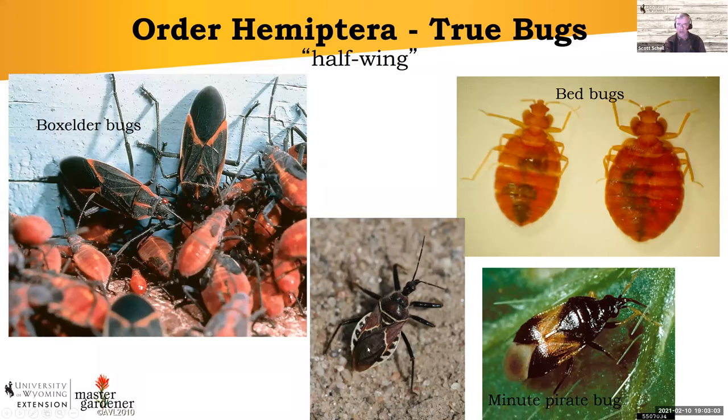You can see it here again with this, I think it's a Coreid type of true bug. I can't remember where I stole that photo from. But again, that two-textured wing. Some of them are quite tiny, like minute pirate bugs, but they're very beneficial. They help control pests in your garden. They have a piercing, sucking mouth part. That's one of their diagnostic characters. And they feed on fluids, whether it's the fluids of insects, plants, like the box elder bug, or in the case of bed bugs, blood.